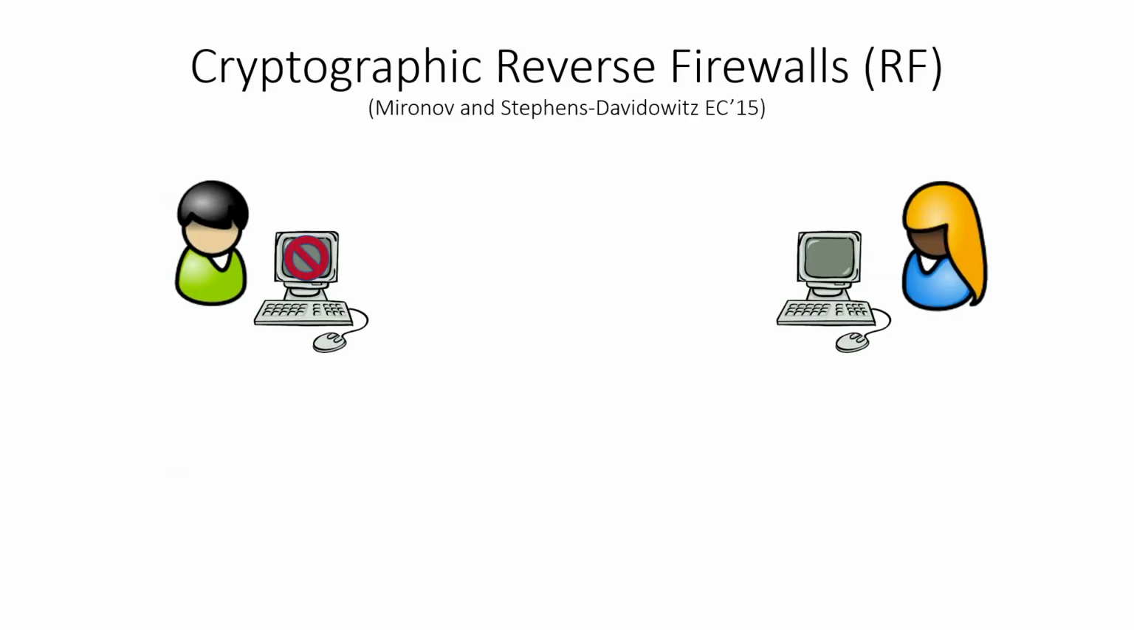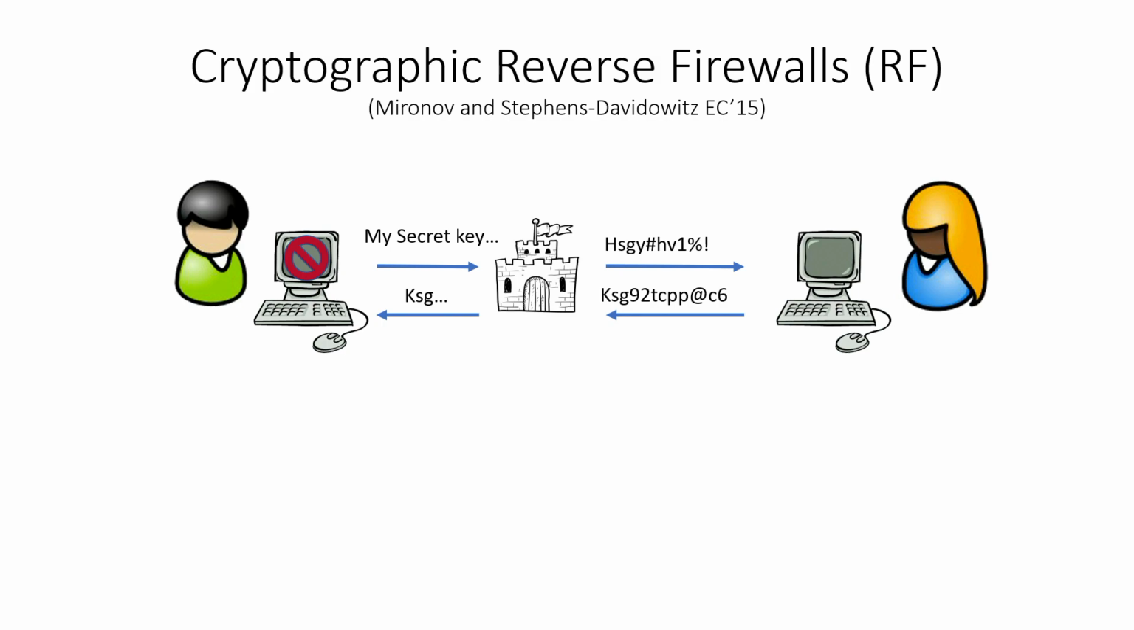positive results. So the model that we work with is what is called the cryptographic reverse firewall framework, which was introduced by Mironov and Stephens-Davidowitz in Eurocrypt 2015. Here we think of a machine that we call a reverse firewall that sits between the honest party and the outside world and sanitizes the messages that are incoming and outgoing from the honest party. So here again, when Bob is honest, Alice is corrupt, and the honest party's machine is tampered with, if the machine simply reveals certain keys, then the firewall is going to sanitize them into innocent-looking messages when they are sent out.